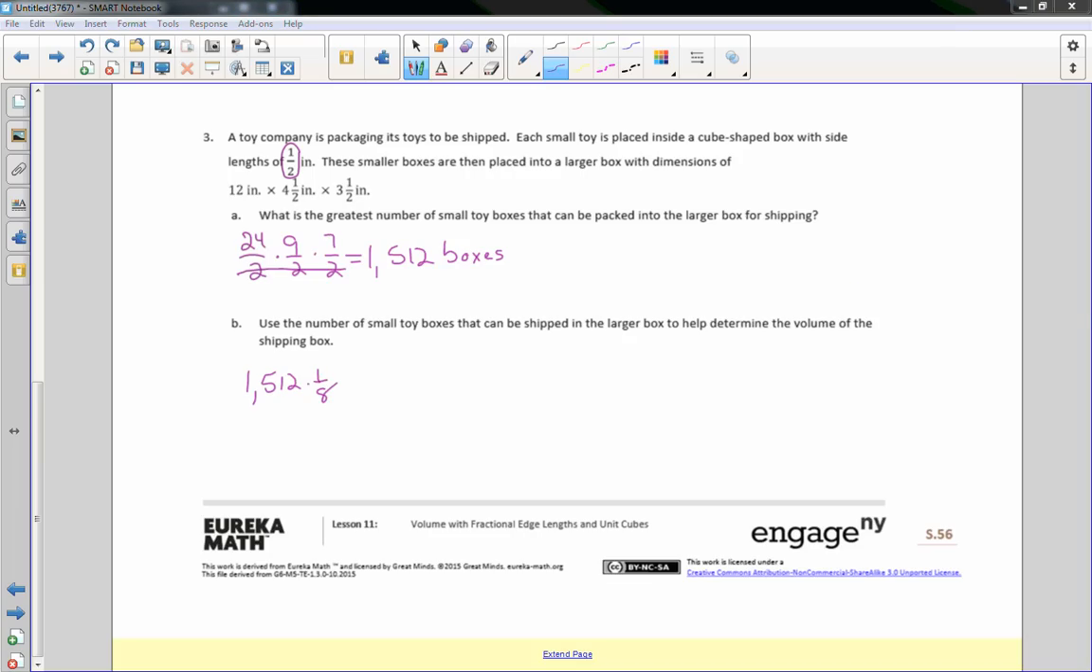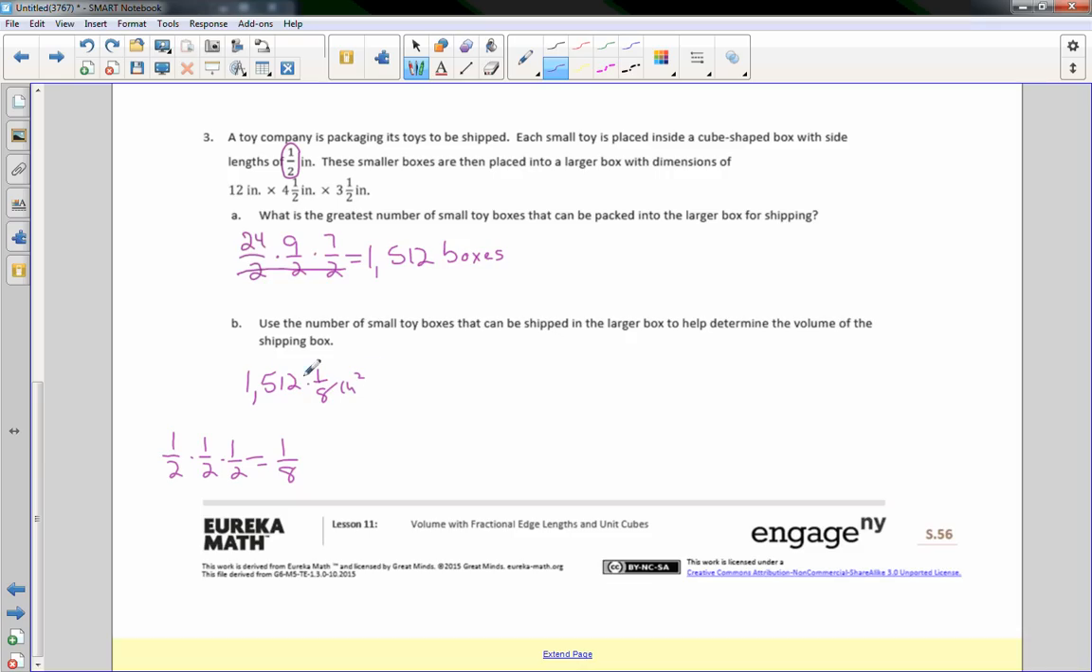Okay, so right now you might be wondering, well, where in the world did this 1/8 come from? Well, if we have a volume is length times width times height, and we have a box that has a side length of 1/2, length times its width times its height equals 1/8, and that's where this comes from. Okay? And that is inches cubed.